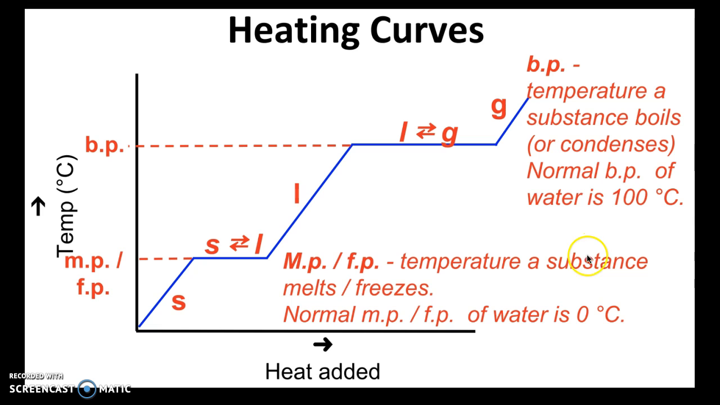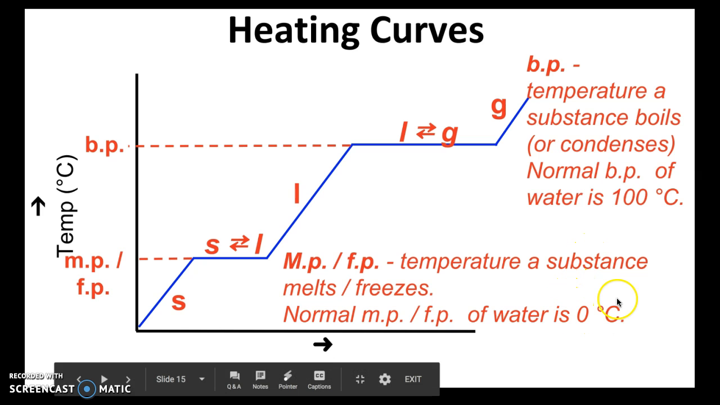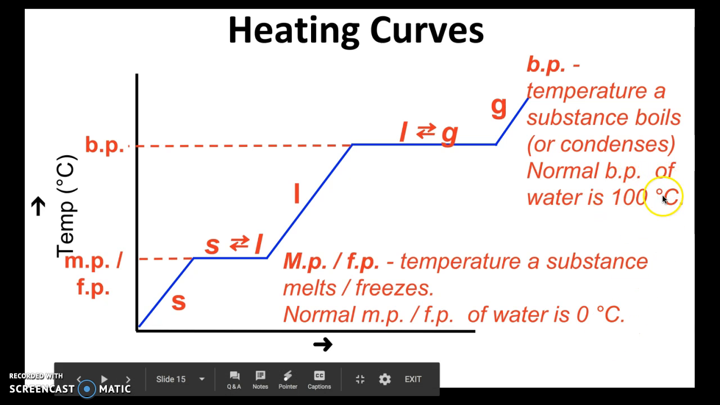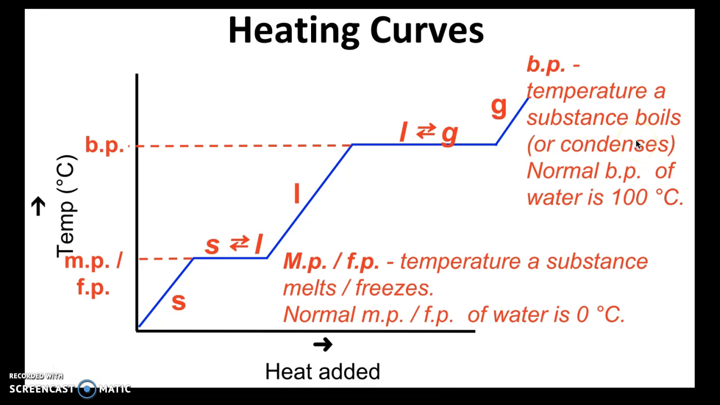So a couple things I want to note here. The normal melting point of water is 0 degrees, and the boiling point is 100 degrees Celsius. In fact, this is why the Celsius scale is what it is, because it goes from 0 to 100 using the freezing point and boiling point of water. Take a moment to annotate all this in your notes.